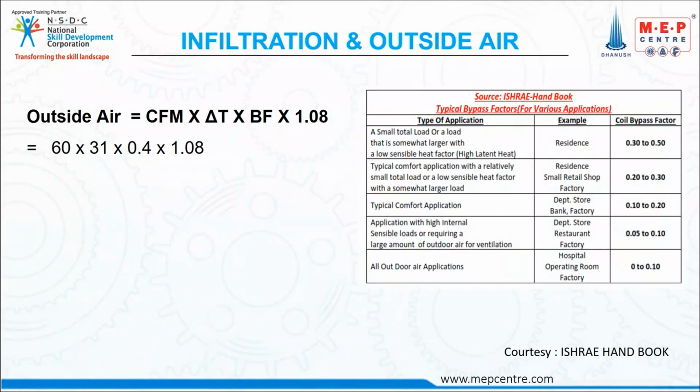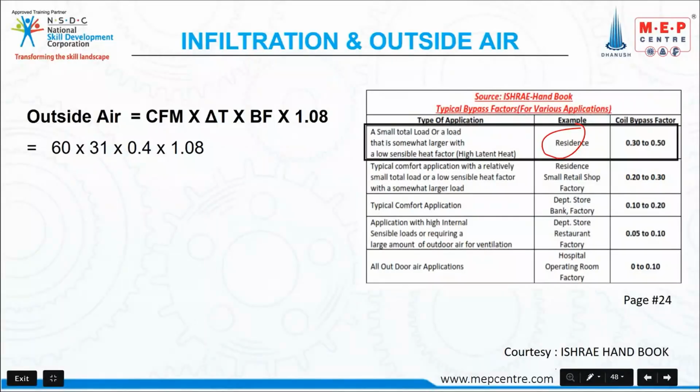So delta T, ODBT minus IDBT, which is 31. And the bypass factor, the coil bypass factor, you take it as a residential application. So 0.3 to 0.5, you take it as 0.4 or 0.3. Mostly here also we have a residential. Here also we have a residential. So the common is 0.3 basically. We go with 0.3.